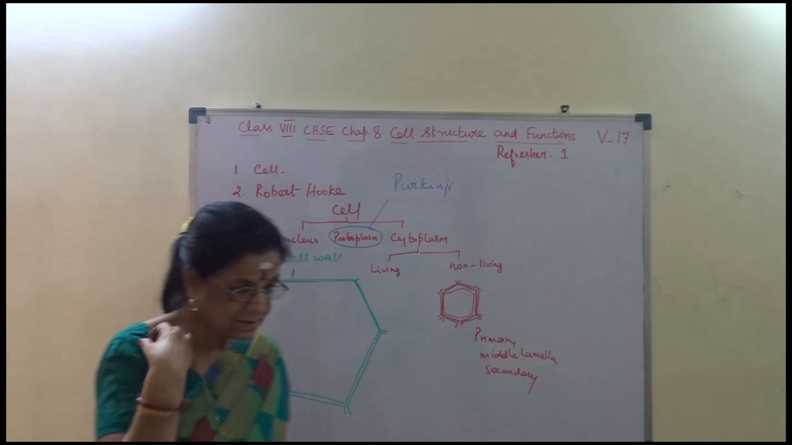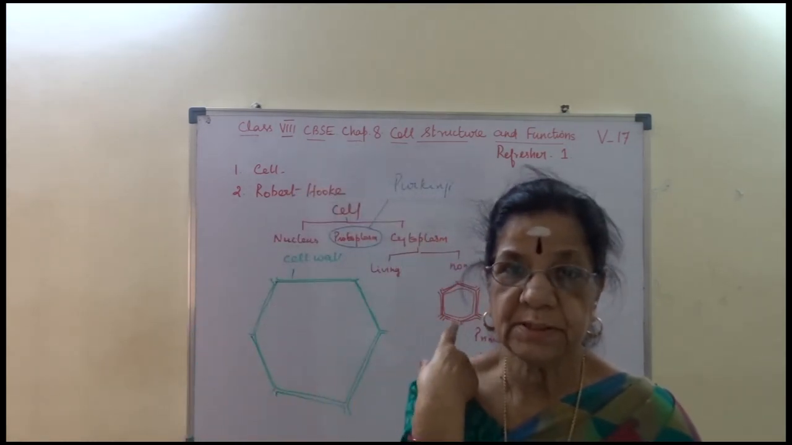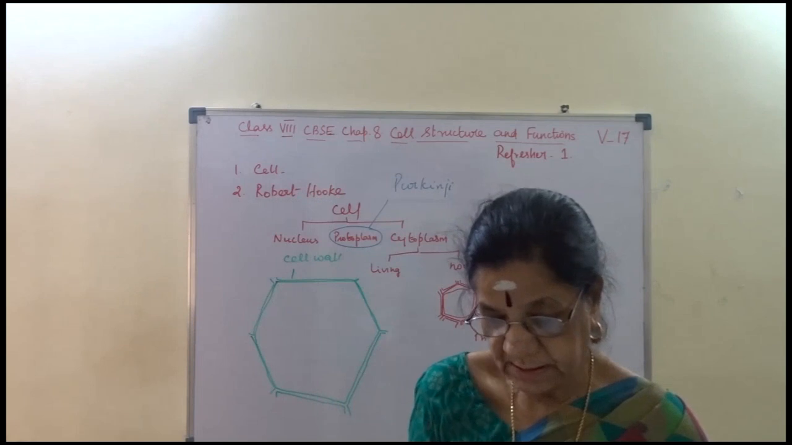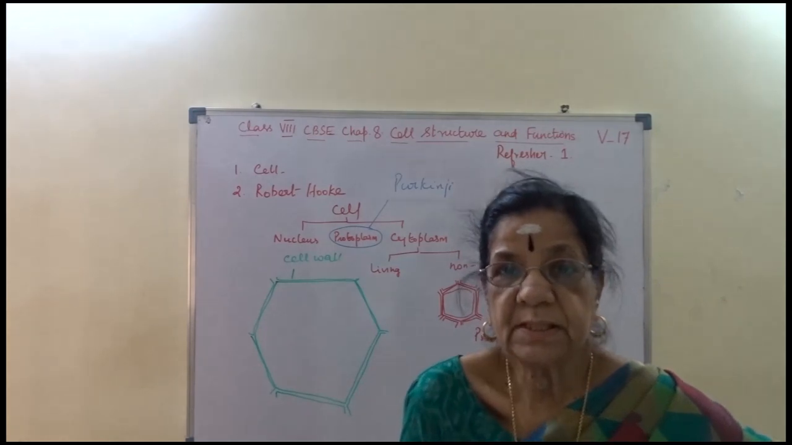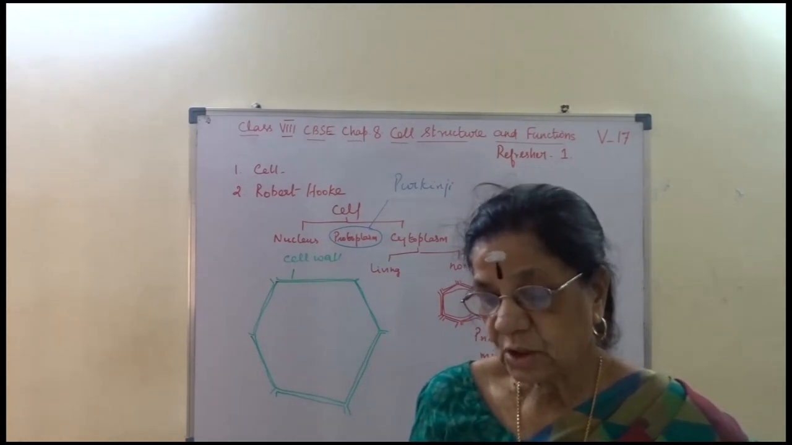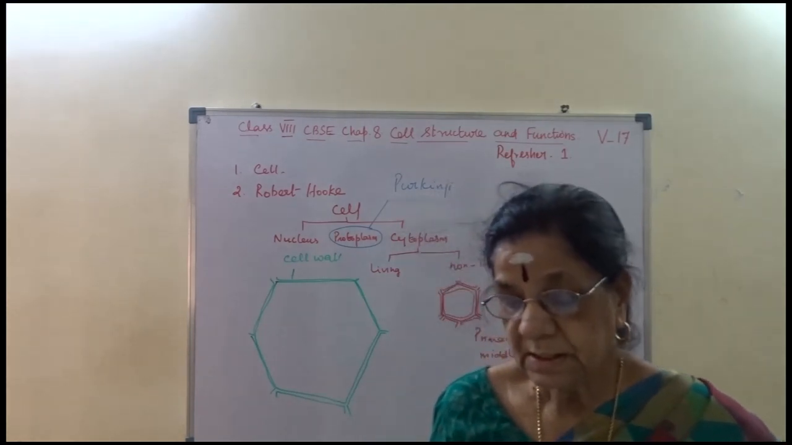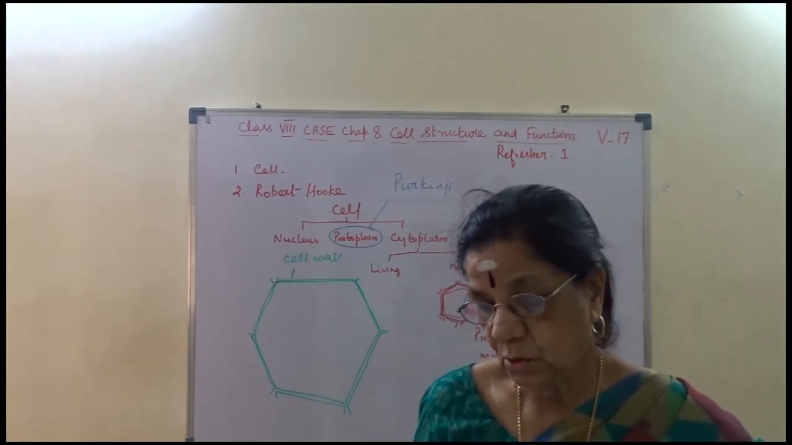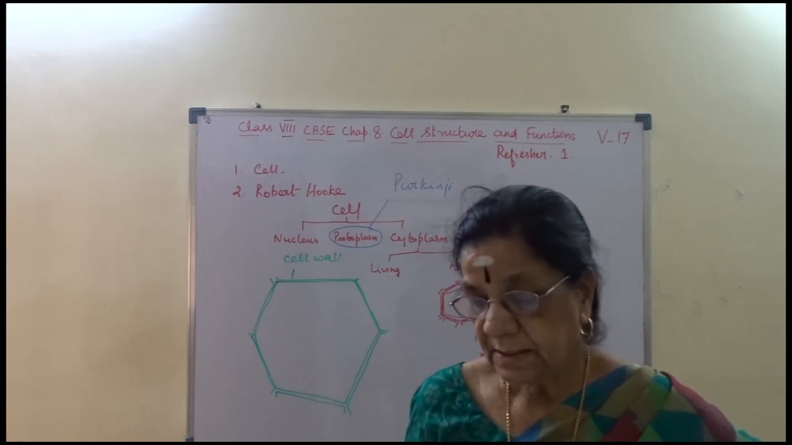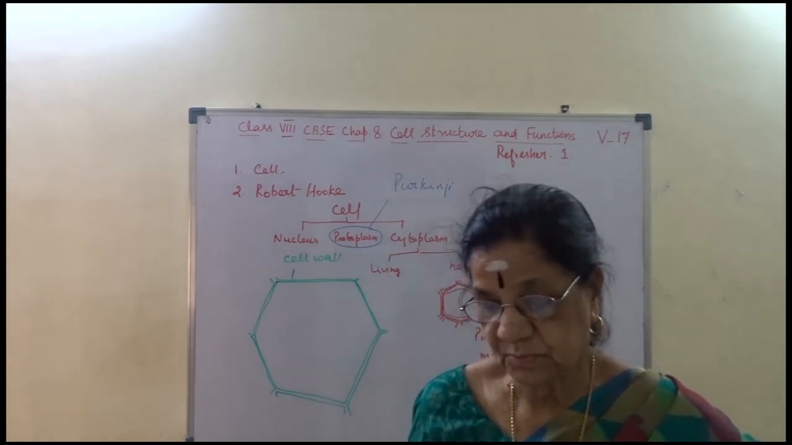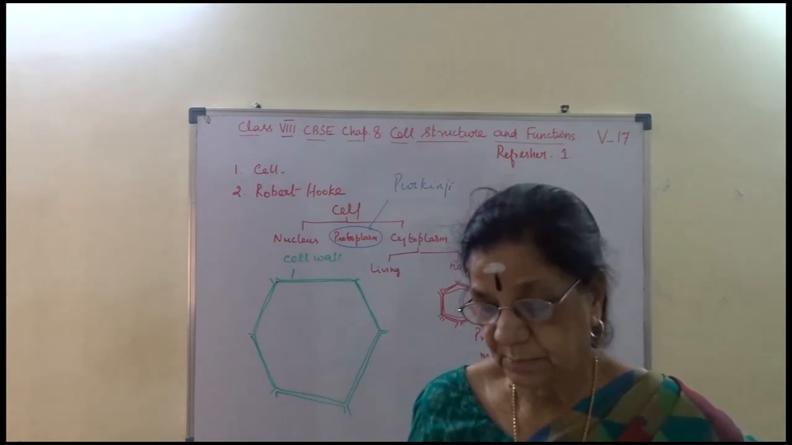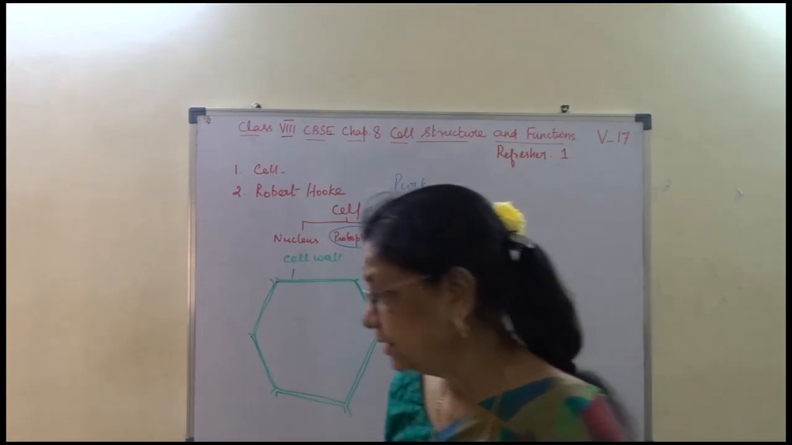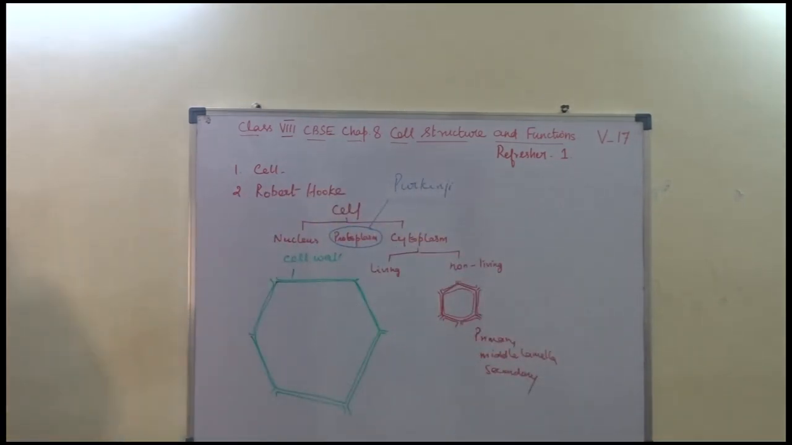Again, when the cell stops growing, the primary cell wall becomes thicker and develops a new layer between the primary wall and the plasma membrane. This is called the secondary cell wall, and it has more lignin than the primary cell wall. Okay? The cell wall plays an important role in the transfer of material between the cells. Okay. The next one.